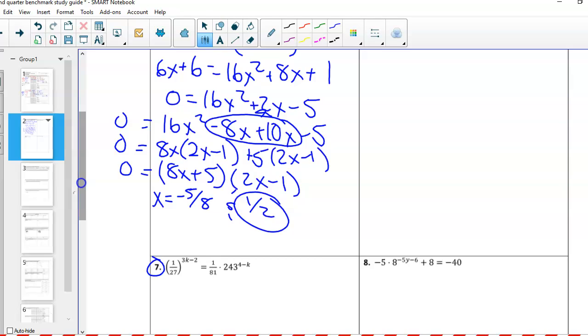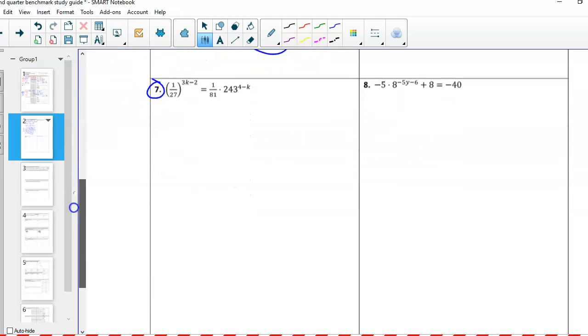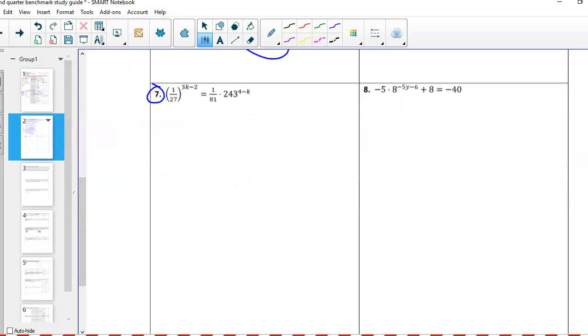Questions on that one? Remember, if they have the same basis, you can drop the exponent and set them equal to one another. You can solve this one of two ways. You can either involve logs, but first see if you can change the basis to be the same.